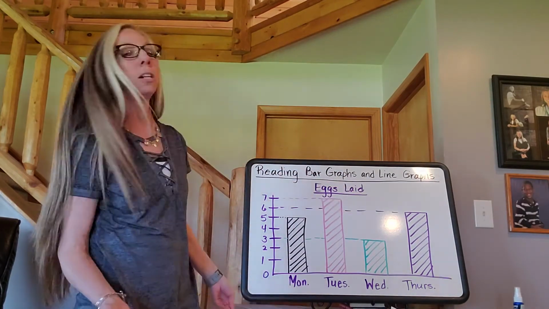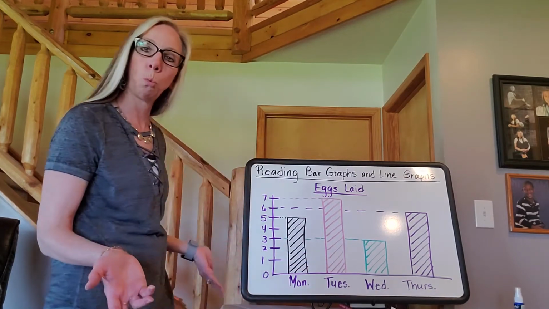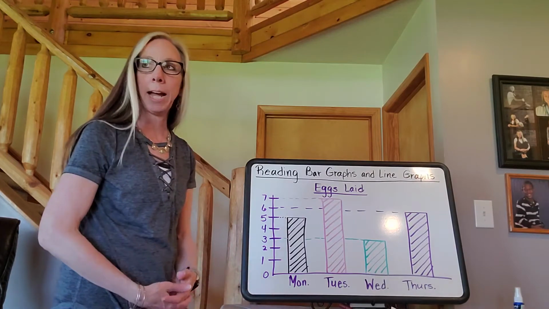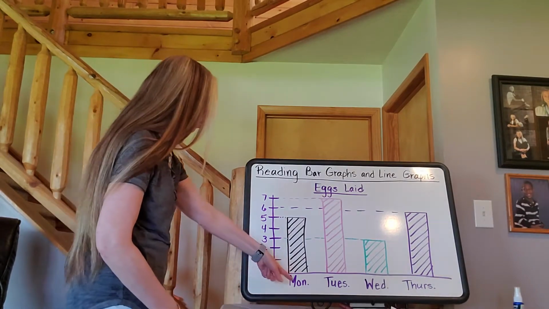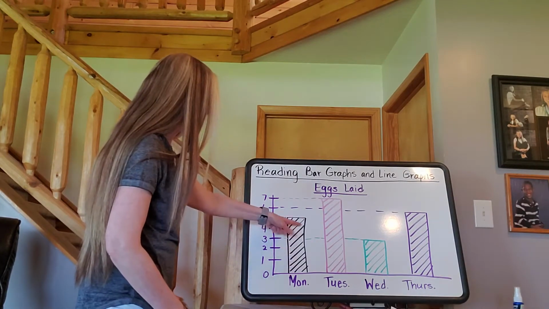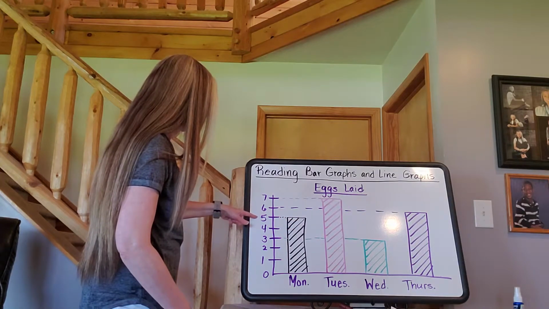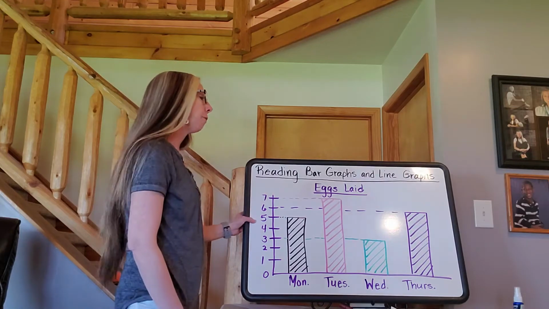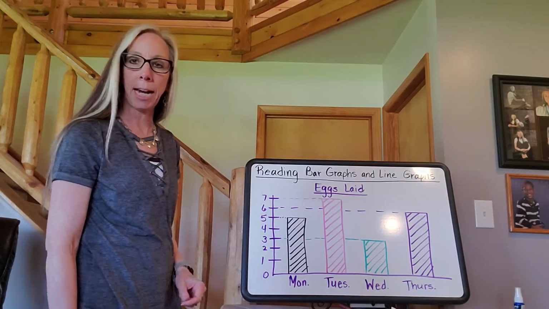So here's some sample questions of what you could be asked on a bar graph. How many eggs were laid on Monday? Well, you would read the bar. Monday is here. You'd go to the top and you'd go across to the number on the left, and it would be 5. 5 eggs were laid on Monday.